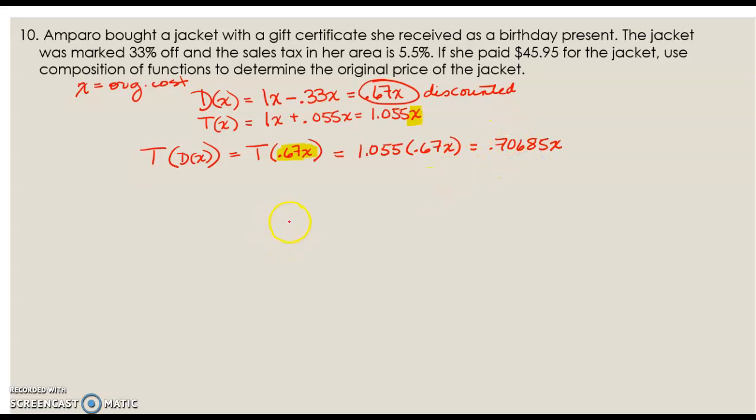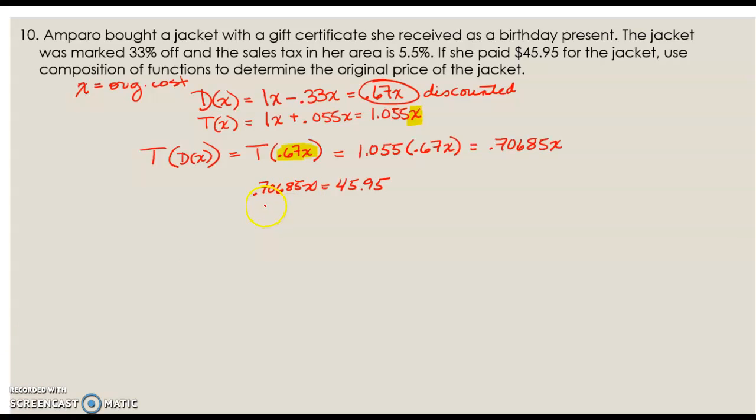That is the total cost, the x being the original cost, multiplied by this, and they told you what she paid once you multiplied by that, which was 45.95.